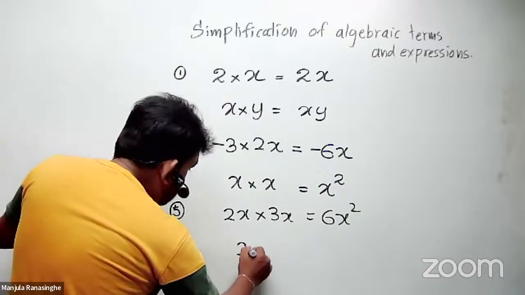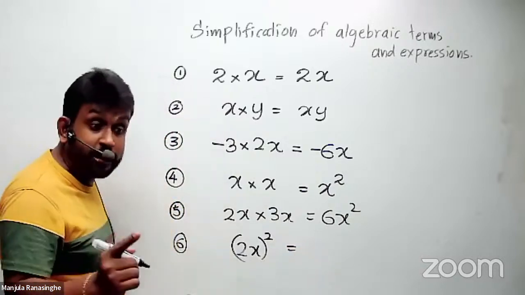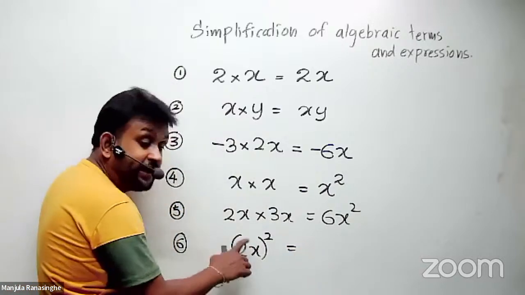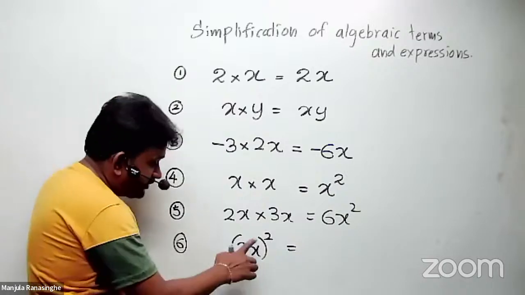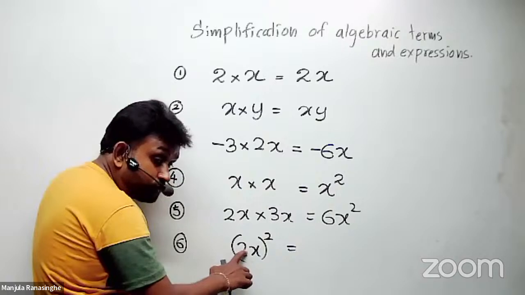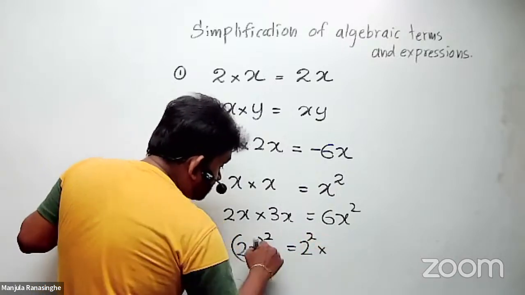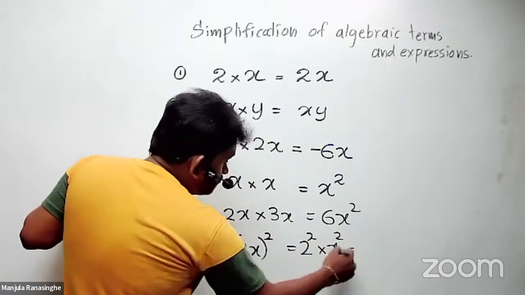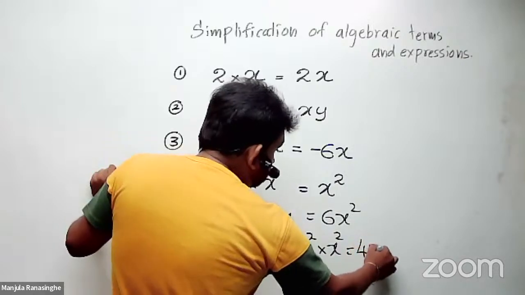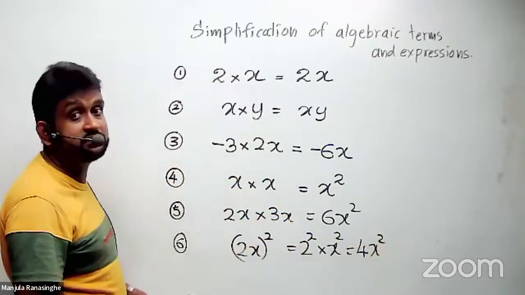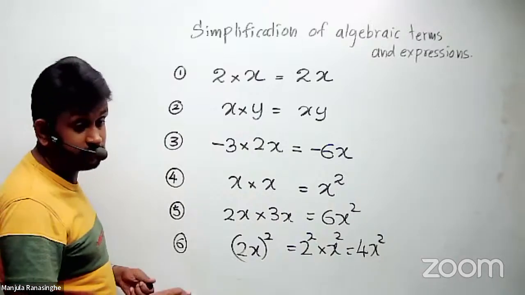So how to simplify this one? (2x) squared. That means that the square belongs to both 2 and x, not only the x or 2. Right. So that square is given to 2, then 2 squared, that is expanded, 2 squared into x squared. Now 2 squared means 2 to the power 2. That means 4x squared. So that is 4x squared. Okay, that's question number 6.